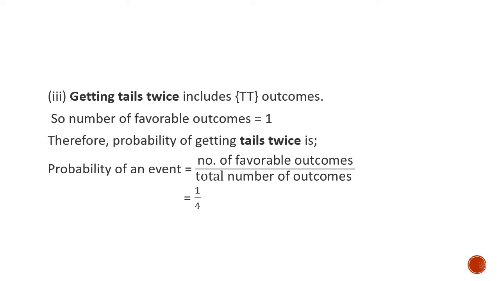Now let's take a look at the third one. This is talking about getting tails twice. Let's take the sample space again. This is our sample space. All right. We are talking about getting tails twice. We want tails when they are appearing 2 times, right? Let's see which has 2 tails.